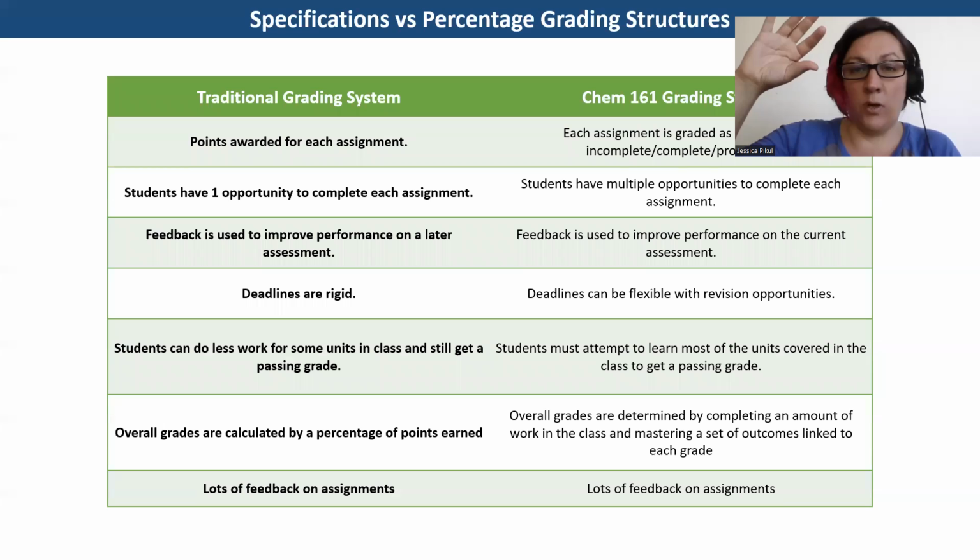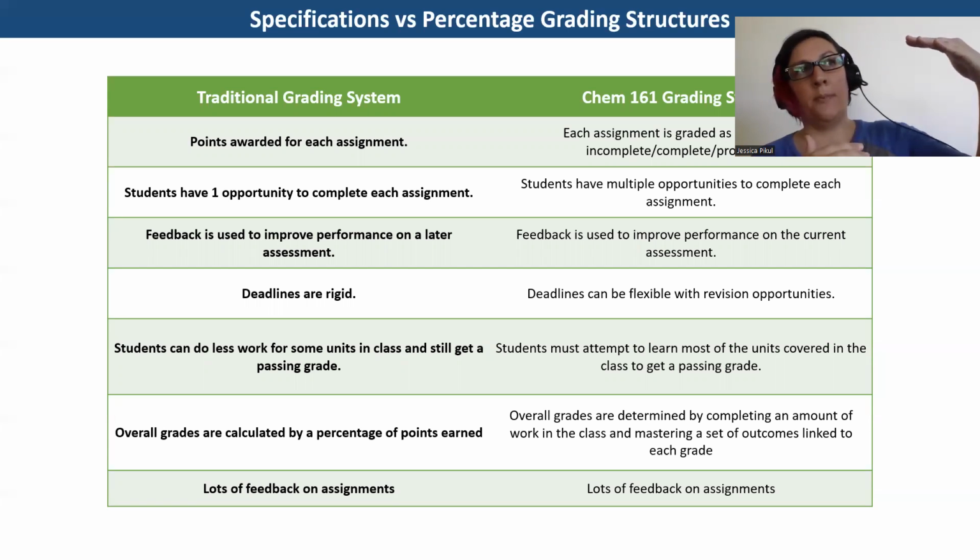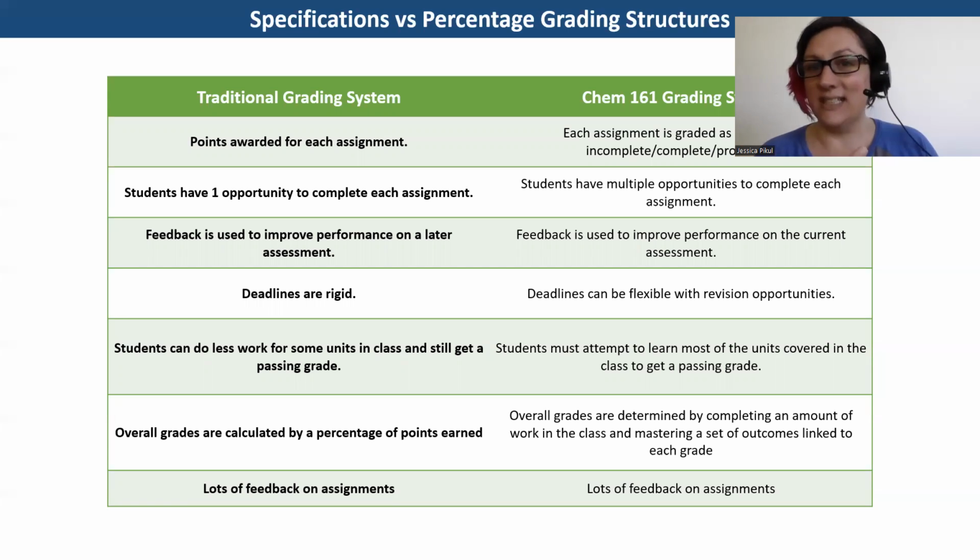So in my system, we're going to have multiple opportunities for each assignment. You're going to get feedback that then helps you improve your performance on a current assessment, rather than using that feedback to inform and help you prepare for some later assignment, like a final exam. With this system, deadlines become inherently flexible. Everything will have a deadline, but with revisions, the deadlines don't have the same level of meaning as they do in a system where you have just one attempt on an assignment.